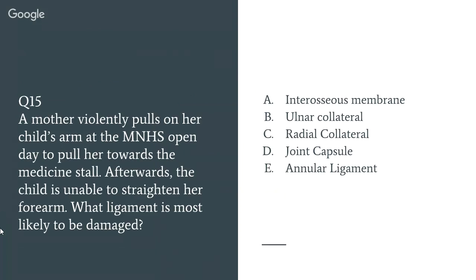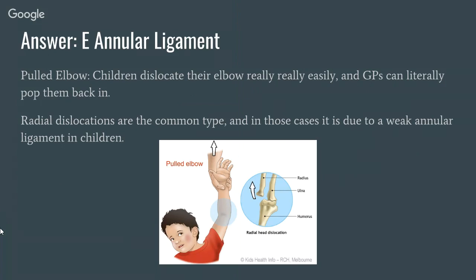Do you have an answer? All right, so we just had E up the front, and that's the correct answer. E is your annular ligament. It's a relatively uncommon one. However, the pulled elbow injury was covered in anatomy tutorials, so it's important for the specific ligament to be named. It's your annular ligament, which is found in your cubital fossa, and it holds the elbow joint in place.